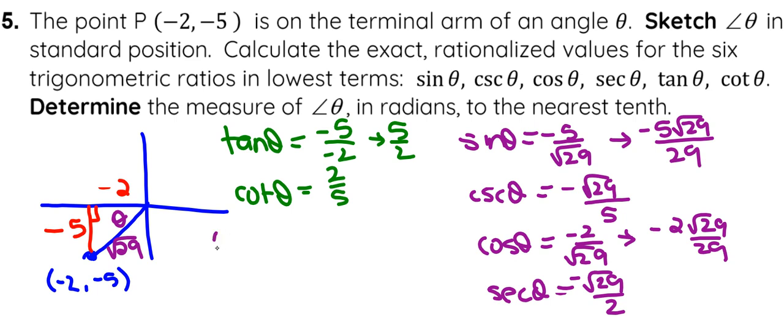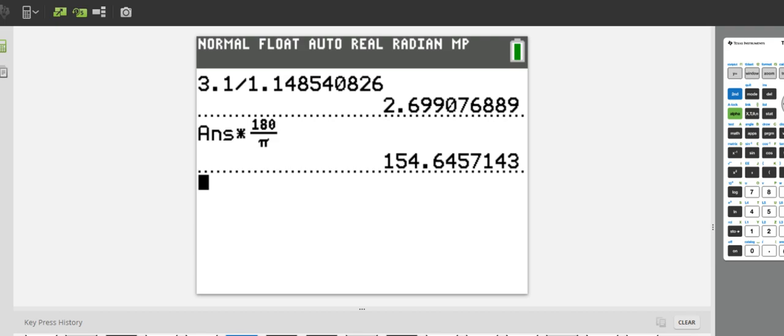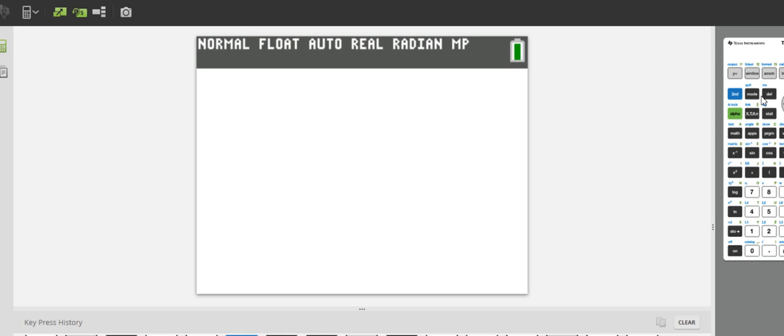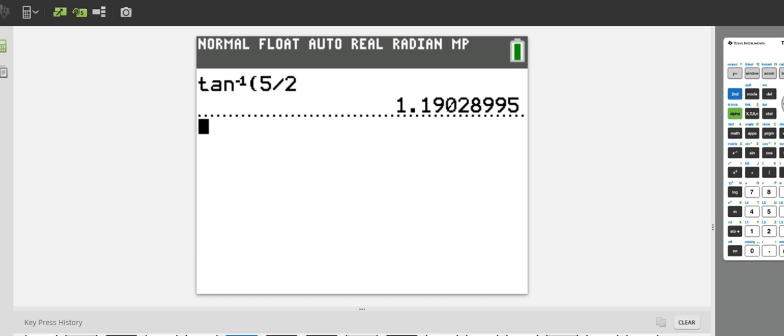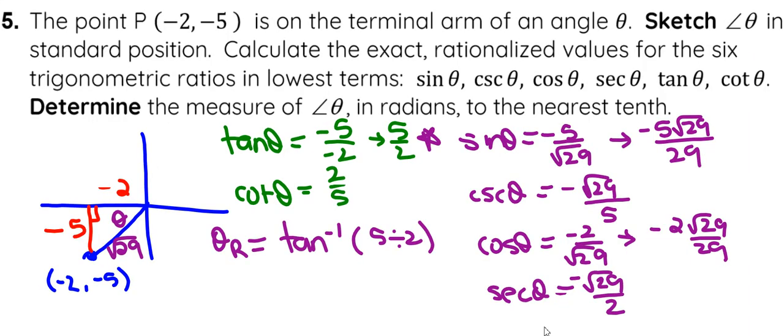So to start that, I'm going to find the reference angle first. So to find out the reference angle, I want to go to one of the ratios that is positive, for example, tan of theta. And since I want the angle, I need to use an inverse function. So tan inverse of 5 divided by 2. That is going to give me my angle, and I want to be in radians. So let's just make sure we are in radians. Yes. So we're going to do tan inverse, and then that was 5 over 2. So 5 divided by 2. So my reference angle is approximately 1.2 radians.